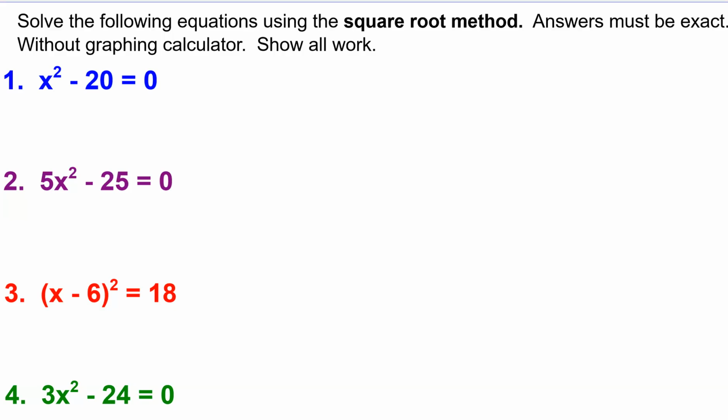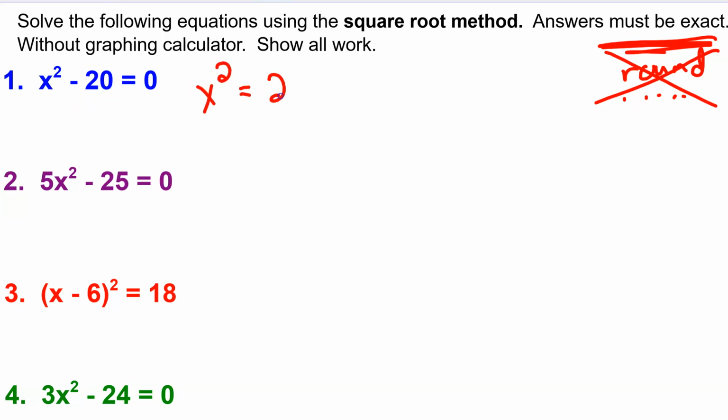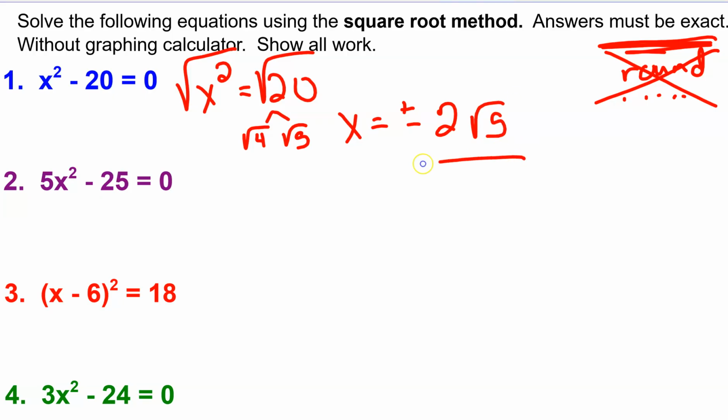Another thing that we're going to look at is solve the following equations using the square root method. Answers must be exact, which means you can't have a decimal, you can't round. So if I'm doing this using the square root method, I basically am getting the square by itself. So I would have to move the 20 over, and then I'm going to square root that. So I'm going to end up with x. Anytime you square root an x squared, it's plus or minus. And then 20 is the square root of 4 times the square root of 5, which is 2 the square root of 5.